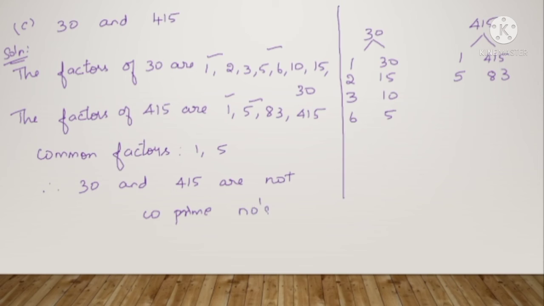So they are not co-prime numbers. Next, subdivision D, 17 and 68. So first let us find the factors for 17. Actually 17 is a prime number. So the factors for 17 will be 1 and 17.